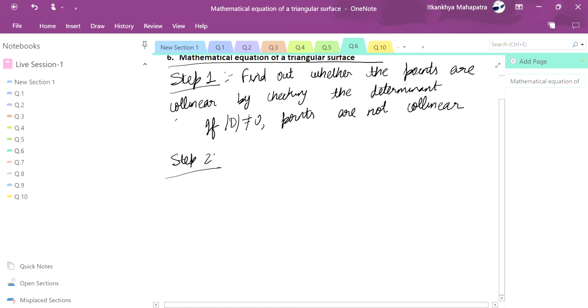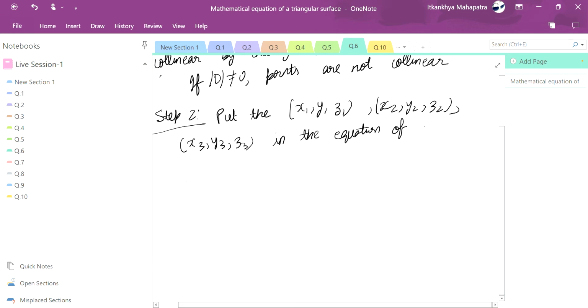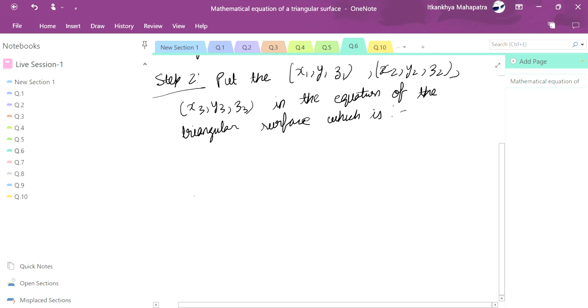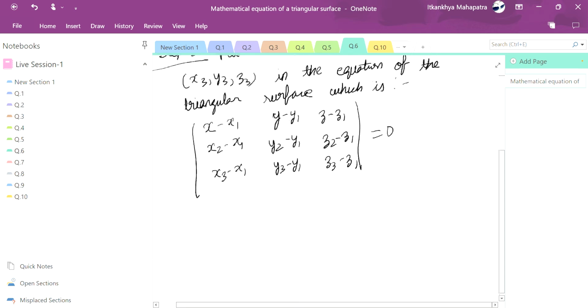Step 2 is put the vertices of the triangle x1, y1, z1, x2, y2, z2, x3, y3, z3 in the equation of the triangular surface, which is the determinant of: x minus x1, y minus y1, z minus z1; x2 minus x1, y2 minus y1, z2 minus z1; x3 minus x1, y3 minus y1, z3 minus z1, is equal to 0. This is the equation of the triangular surface.